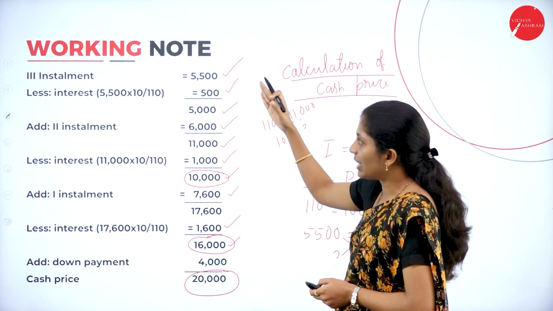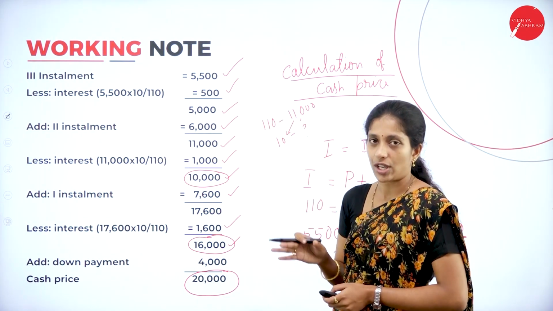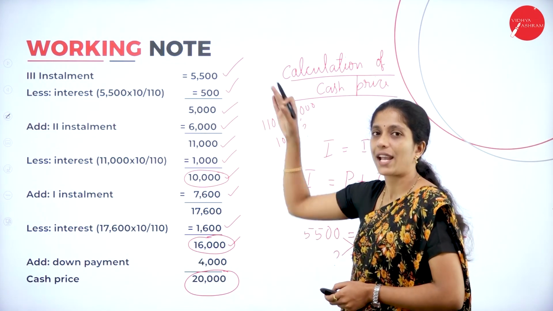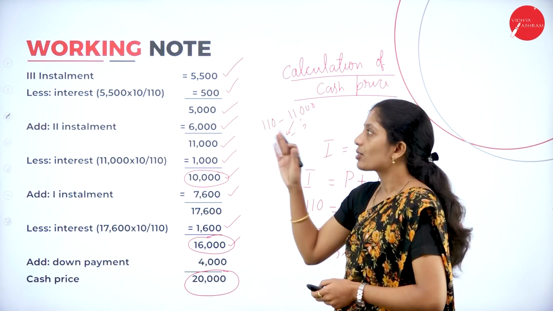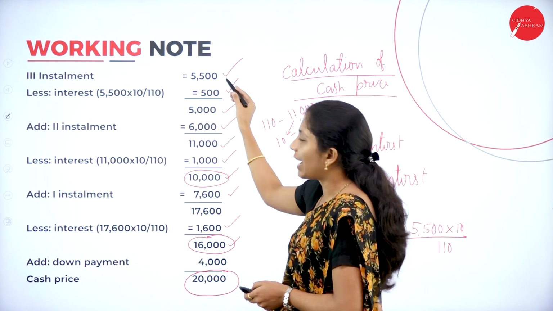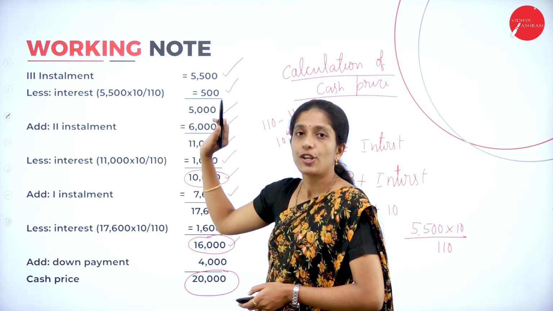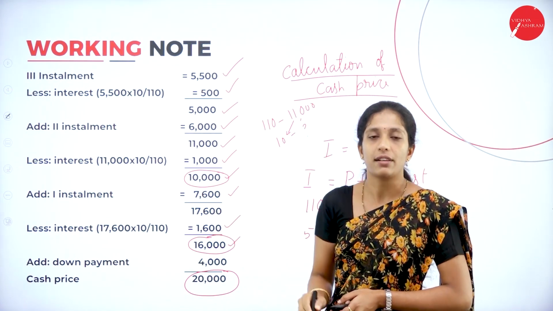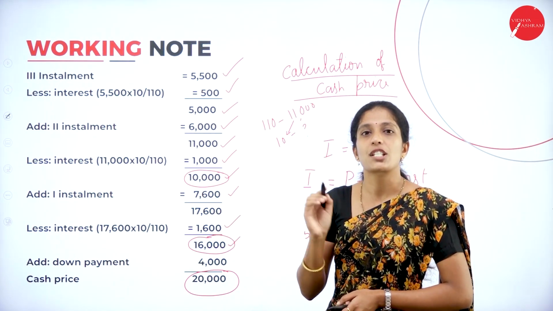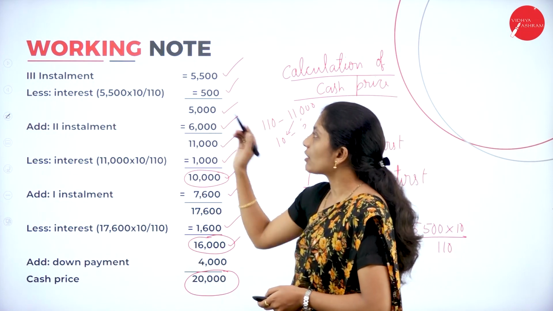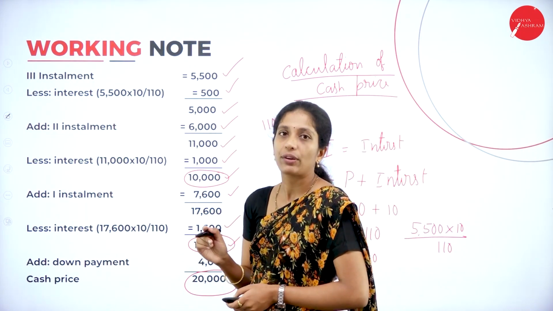So if you go in reverse, you can clearly understand. They have not given the cash price, so we have come from the third installment. What we have recorded is that they have given the third installment amount of 5,500 less interest, so we have to calculate it for 110. Suppose the rate of interest is 20%, then 5,500 into 10 divided by 120.